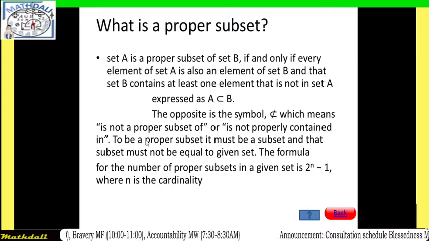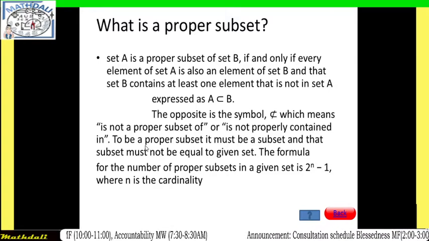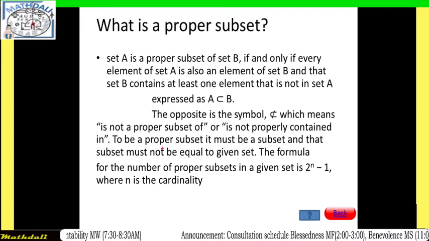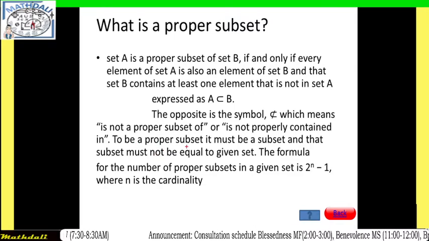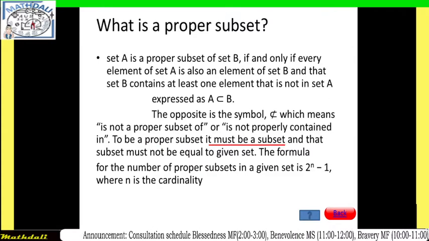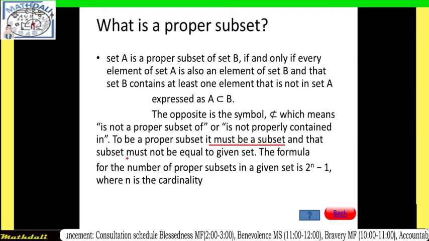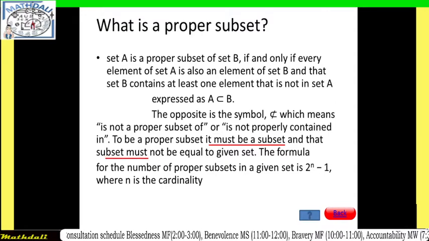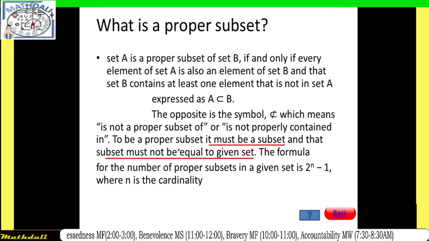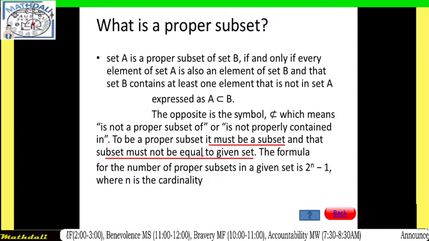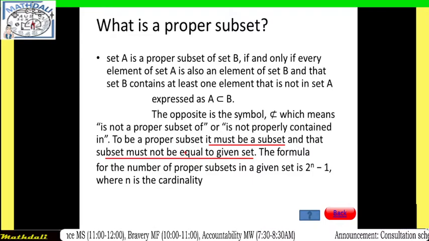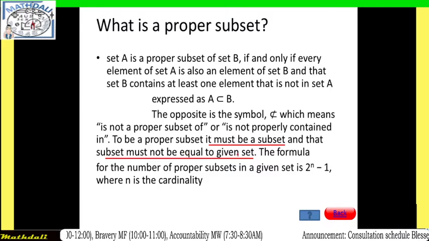Kailan ba natin malalaman na yan ay proper subset? May dalawang condition tayo dito. Unang-una, to be a proper subset, it must be, take note, it must be a subset and that subset must not be equal to the given set. Ano ibig sabihin nitong equal to a given set? Ibig sabihin yan, same lang yung element meron yung dalawang set. Masasabi nating equal set yan.